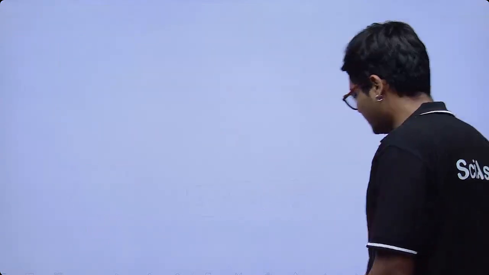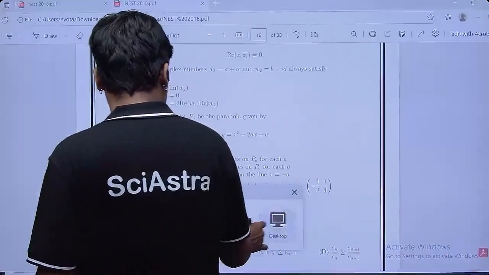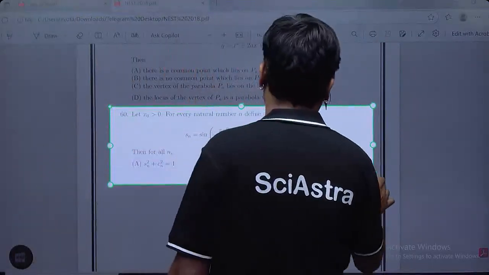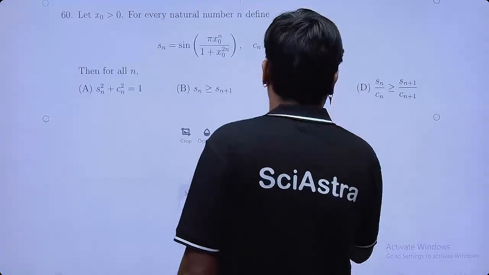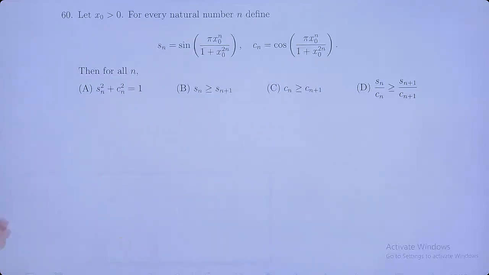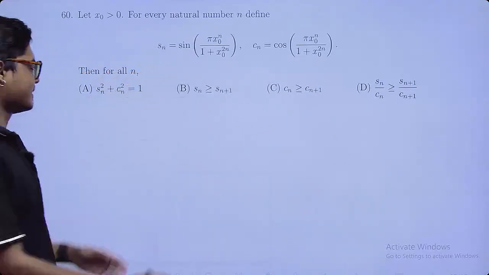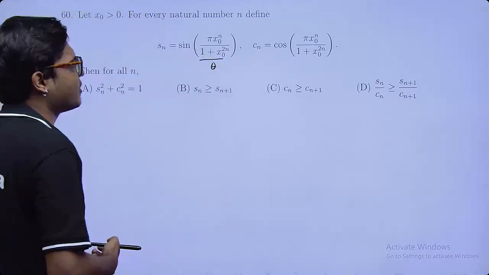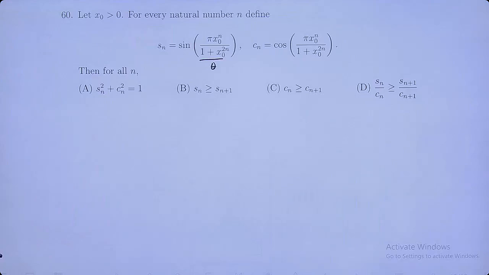Question 59. Question 60. Okay, this is also nice. This is a nice question. First things first, one of the options is obviously correct, right? Call this some theta. So this is nothing but sine theta, and this is nothing but cos theta. So sine square theta plus cos square theta is always 1, so option A is definitely correct.